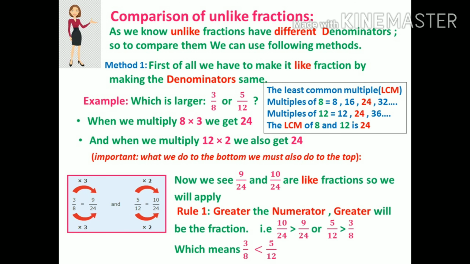Now we see 9 upon 24 and 10 upon 24 are like fractions. So we will apply rule 1: greater the numerator, greater will be the fraction. So 10 upon 24 is greater than 9 upon 24, which means 3 upon 8 is smaller than 5 upon 12.